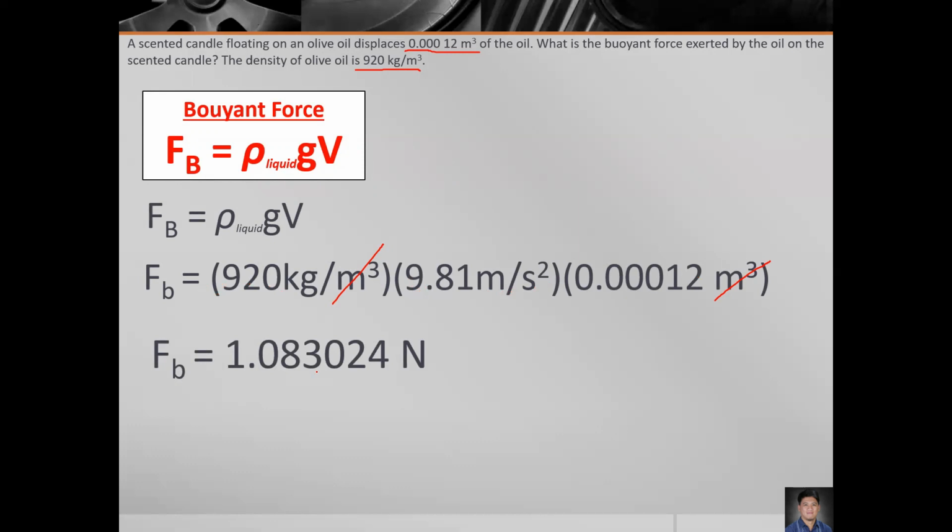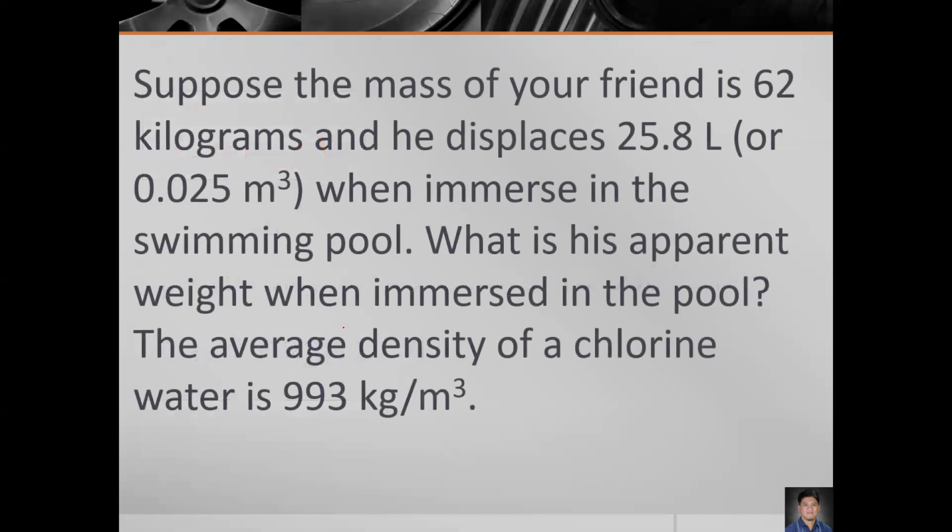1.083024 Newtons. And since the least number of significant figures we have is only 2, we will round this to 2 significant figures, and that is equal to 1.1 Newtons. So that is how to solve for the buoyant force of an object using the density, the acceleration due to gravity, and the volume. Okay, so let's try to do another example.